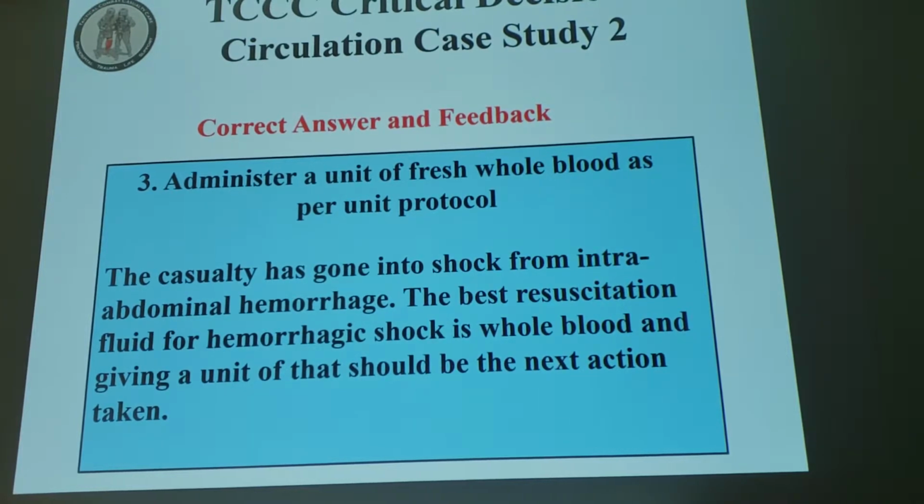The casualty has gone into shock from intra-abdominal hemorrhage. The best resuscitation fluid for hemorrhagic shock is whole blood all day, every day. And giving a unit of that should be the next action taken. I agree. Hopefully there are units of whole blood in your stop the bleed kit.